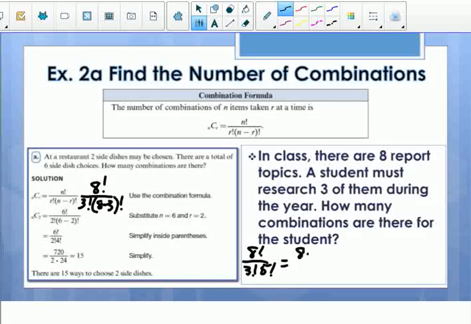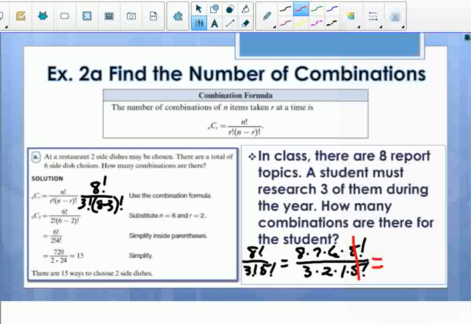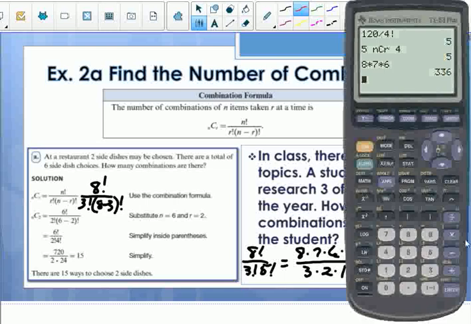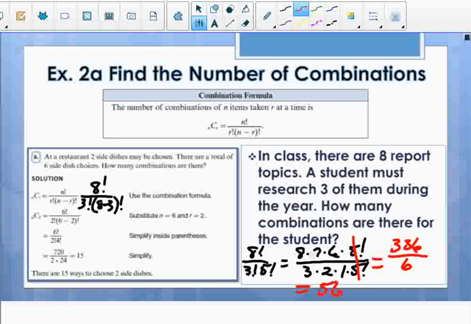If I were to simplify that, 8 times 7 times 6 times 5 factorial divided by 5 factorial, and then I have 3 times 2 times 1. 5 factorials cancel out, so now I have 8 times 7 times 6. So if I grab my calculator here, 8 times 7 times 6 gives you 336. Divide that by 6. That gives you a total of 56 combinations.